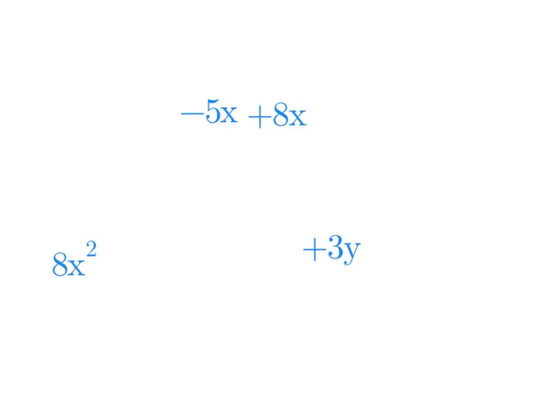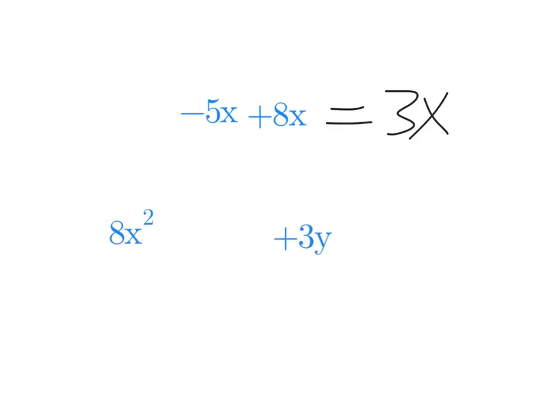All right, so 8x squared minus 5x, that was the first part of our expression. We think of that minus now as the sign that goes with the 5x. We add it to the 8x because they do have the same variable, and we get 3x. And so there's my 8x squared, there's my 3y, and then I'm just going to say plus 3x.